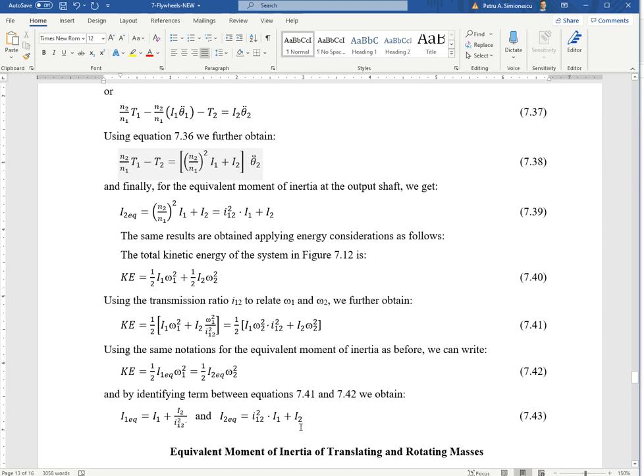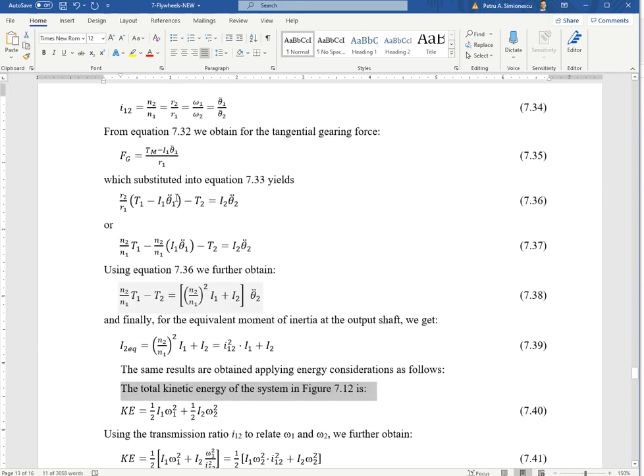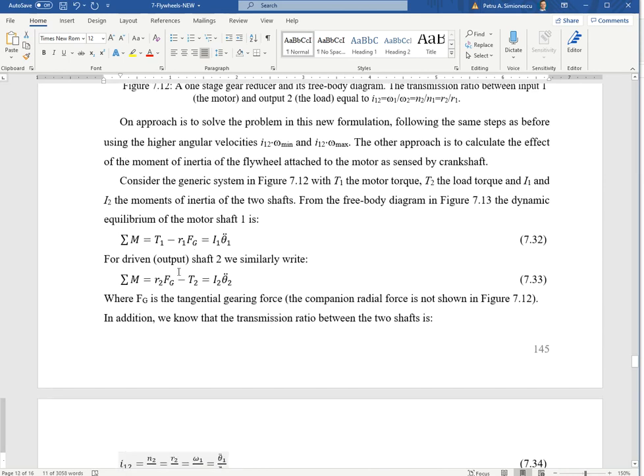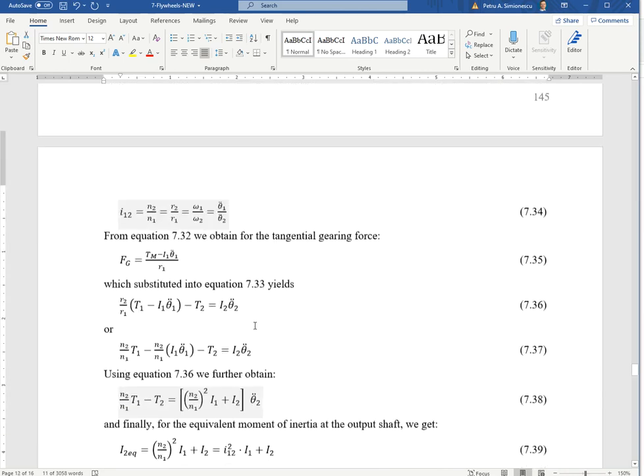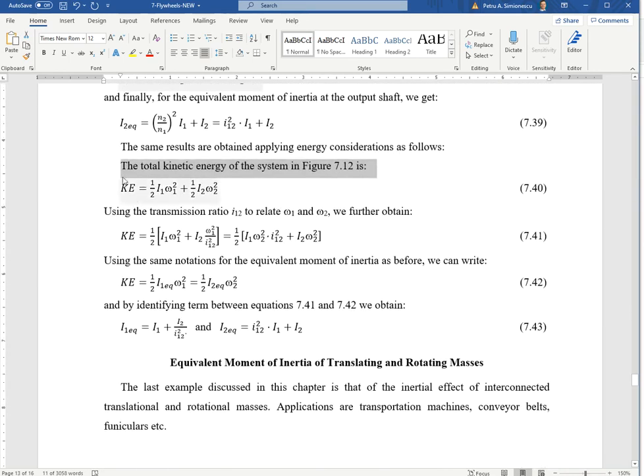So I'm pointing to the equations, but they were derived from energy considerations. An alternative to doing a free body diagram and eliminating the gearing force between the two is to say: kinetic energy of the assembly is equivalent moment of inertia times either omega 1 squared or omega 2 squared. It gets us the equivalent moment of inertia. But the conclusions are the same.